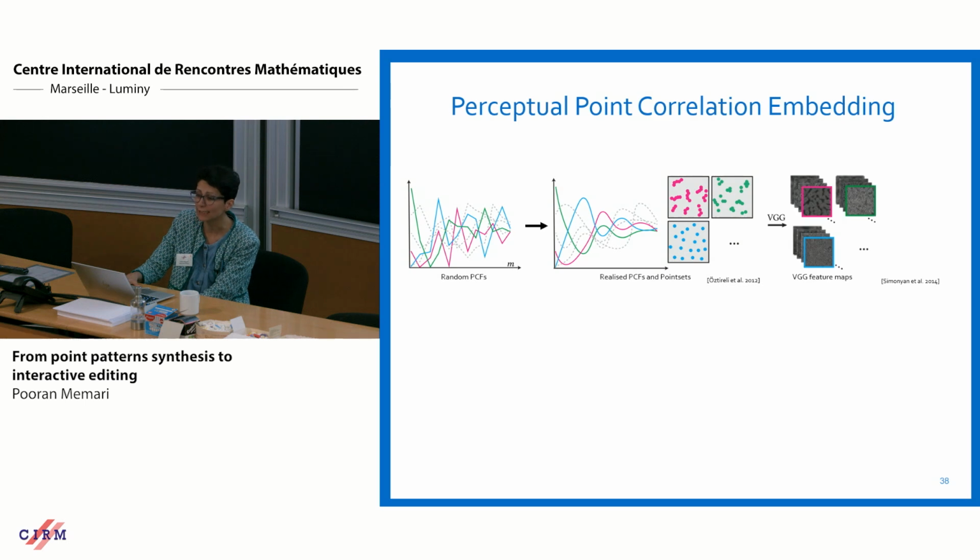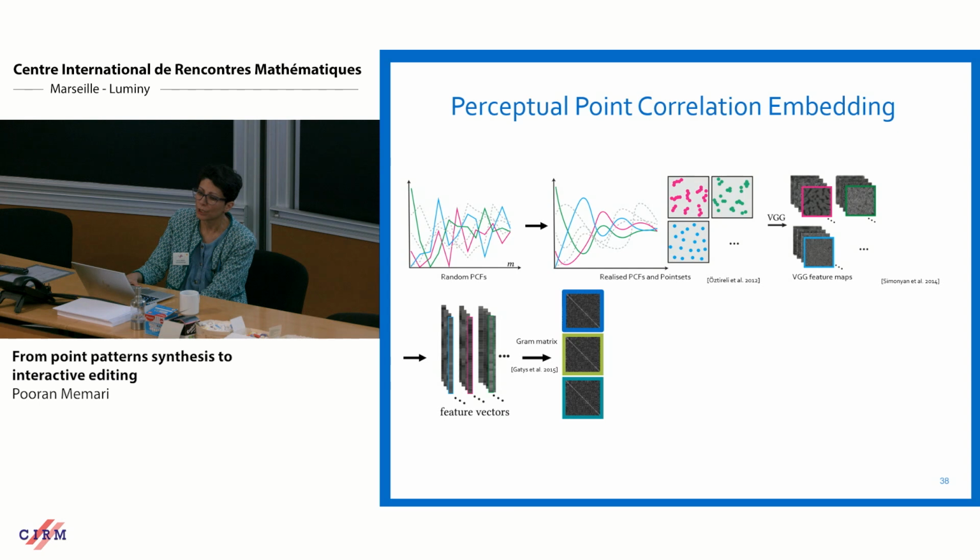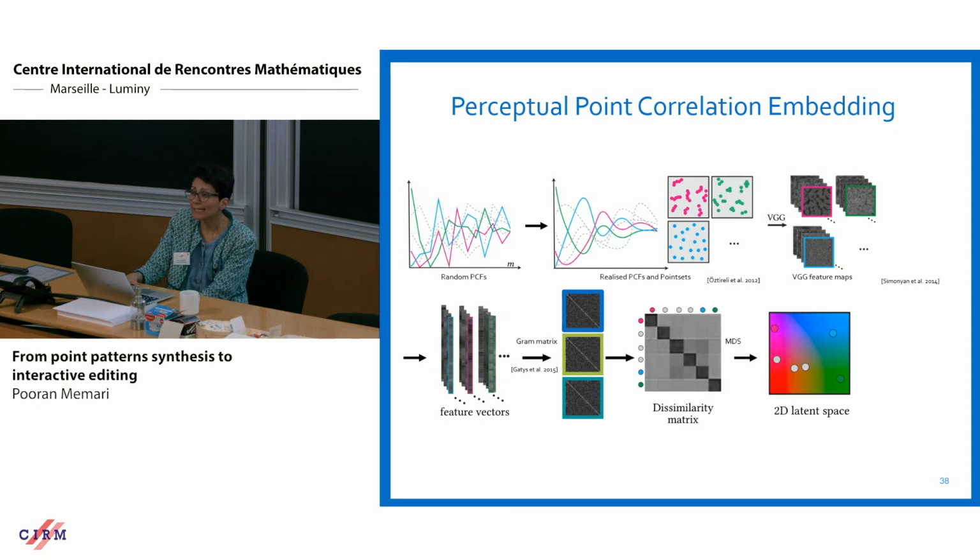Based on that, we use these famous VGG features in order to generate all the feature maps that were proposed in that work. We compute the Gram matrices, etc., in order to come up with the similarity matrix. And then it's a dissimilarity matrix that could represent a very high dimensional space. And what we do is to apply a multidimensional scaling (MDS) technique in order to embed it in a 2D lattice space.